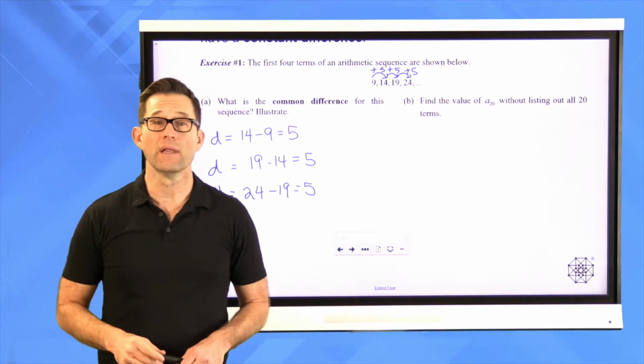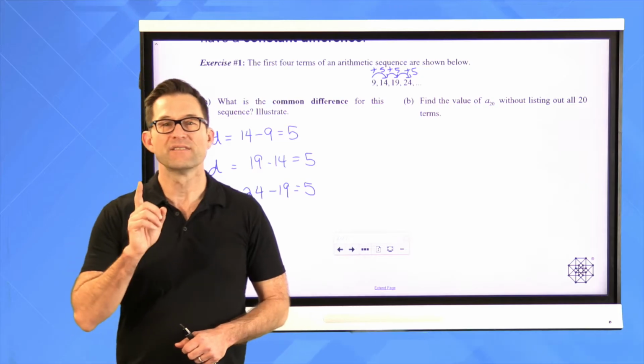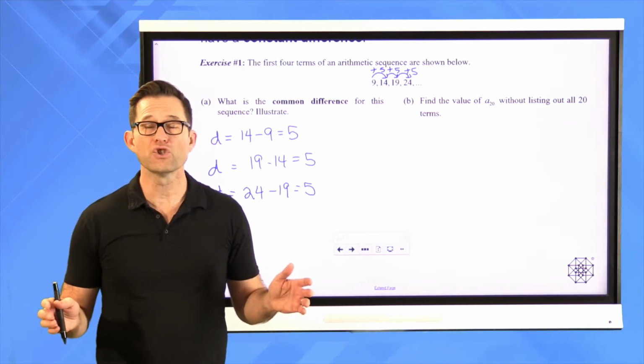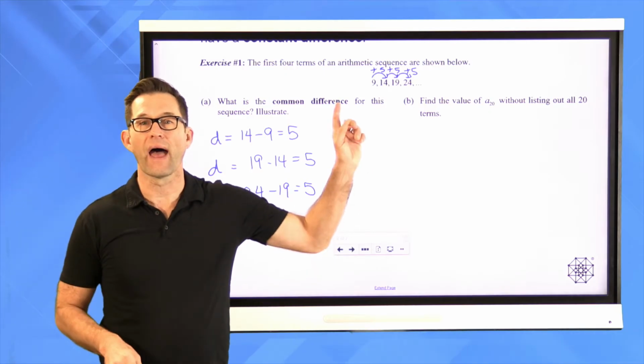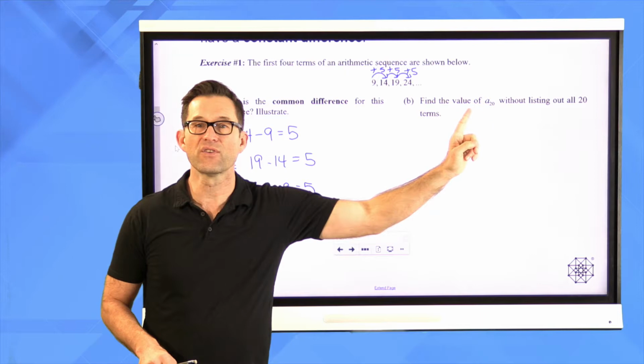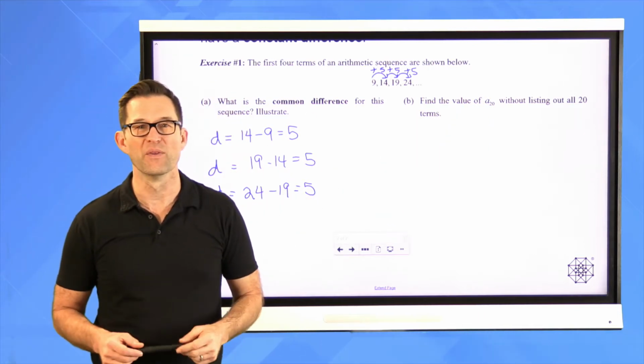Now let's take a look at letter B. Find the value of A of 20, so the 20th term, without listing all 20 terms. See if you can remember how to do this, and as a key, the real question is, how many times do you have to add 5 to the number 9 in order to get to the 20th term? Pause the video now and see if you can remember how to do this.